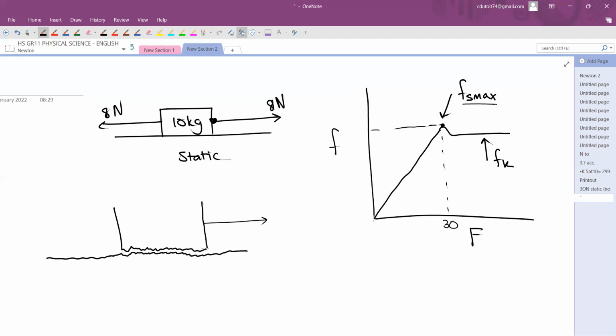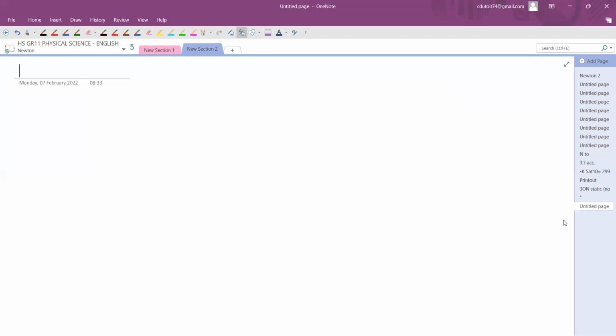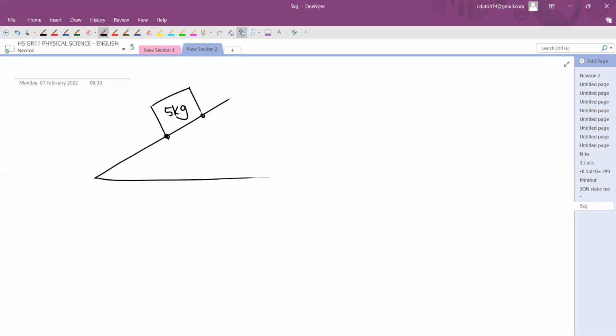Right. So let's do something with this. I'm going to give you something and you can work on it for a couple of minutes. This is now a sloped surface, and we have a 5 kg block there. Okay. And this is at rest, so it's not moving.